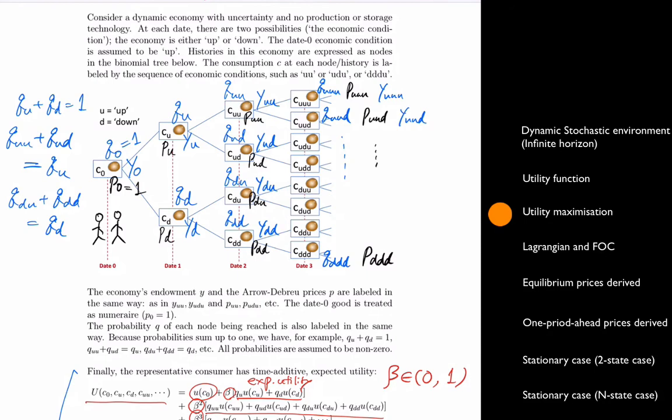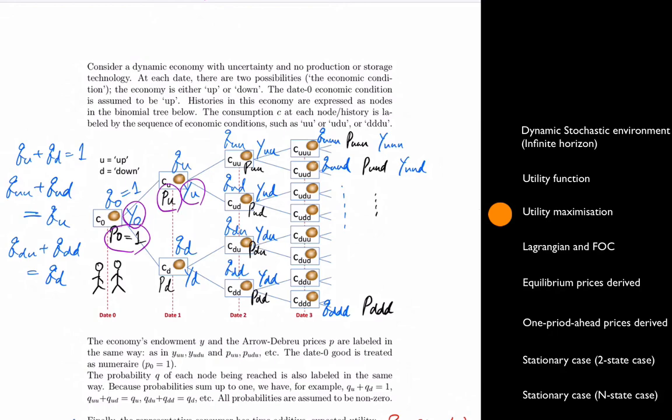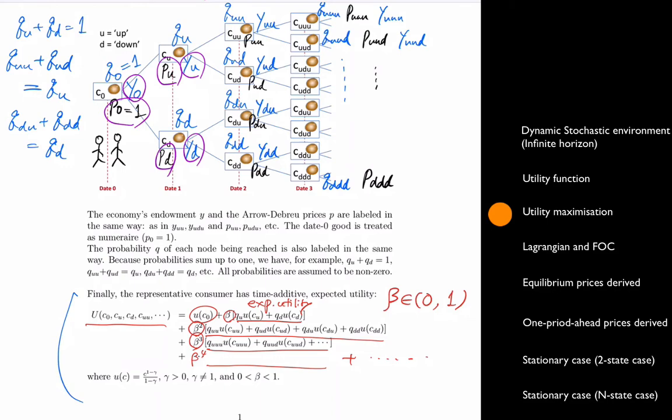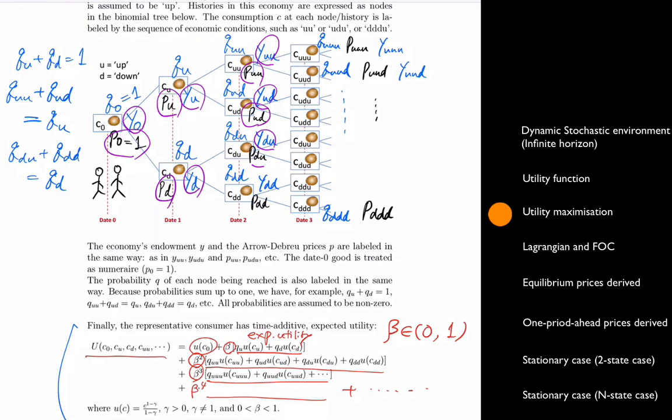Similarly, what's the total wealth the consumer has? He has Y0 units of consumption goods at date 0. The price is P0. He will have YU units of consumption goods if the economy is up at date 1. The current price is PU. So again, endowment amount times corresponding price, endowment amount times price, and so on, and you sum them up, and that's the total wealth.